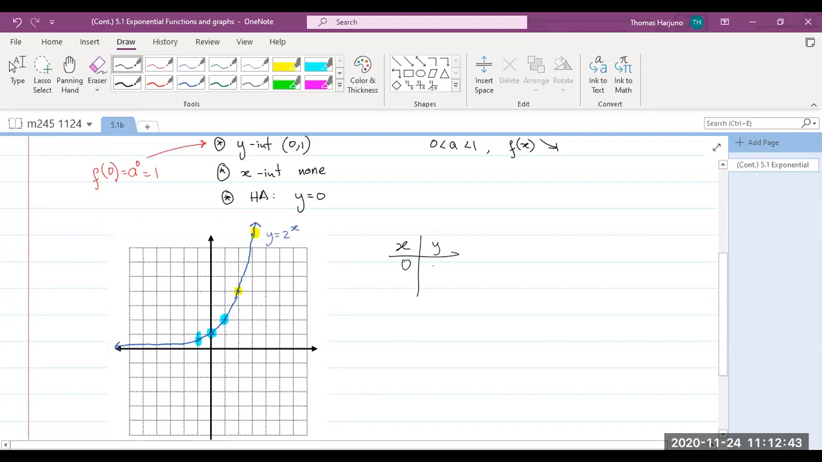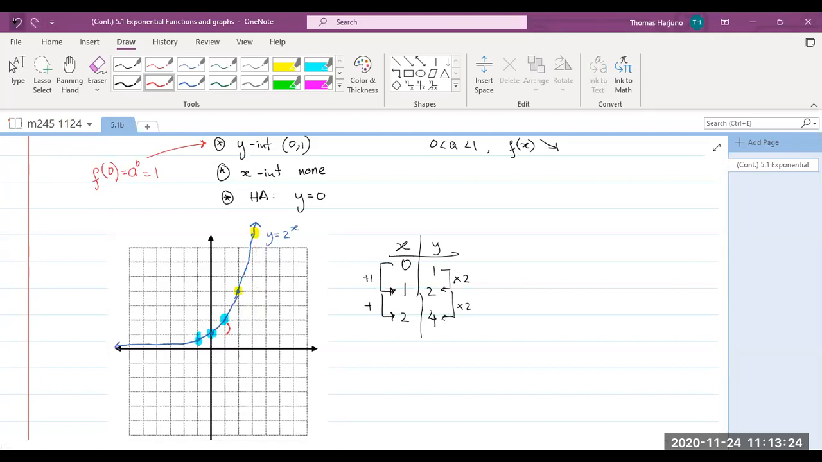the y is 1. Now notice that when I move 1 unit to the right, I multiply the previous value by the base 2. So when I move 1 unit to the right in the x direction, the y will be multiplied by 2, whatever the base is. If I move another 1 unit to the right, then the y will be multiplied by the base again, and so on and so forth. Every time you move 1 unit to the right, you double it, you double it, you double it, right? That's if you move to the right.